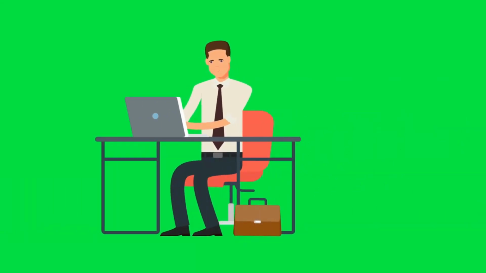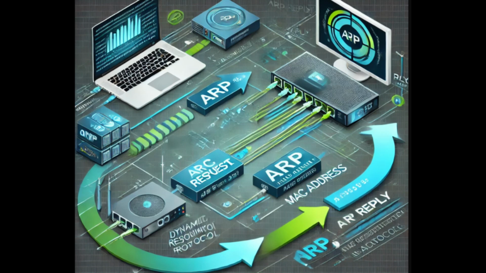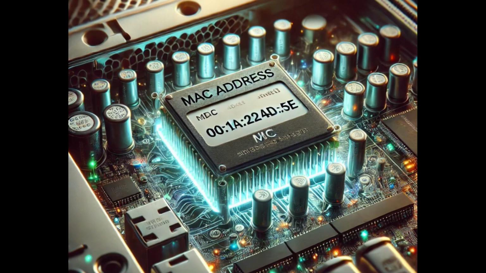In this lesson, we'll go over the Address Resolution Protocol, or ARP. This protocol enables systems to dynamically discover the MAC, or Media Access Control, addresses of other systems that they're trying to communicate with. Every system on the network has its own IP address.